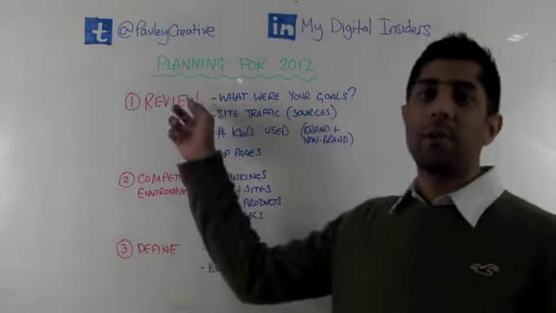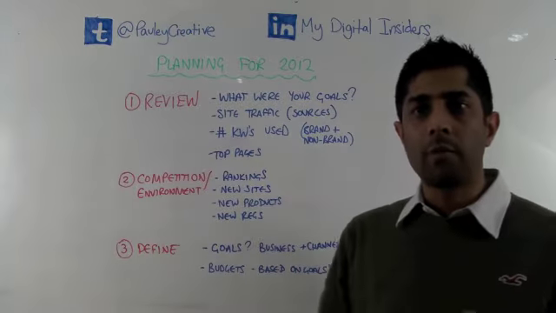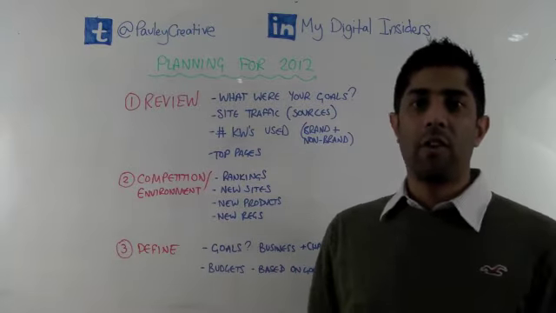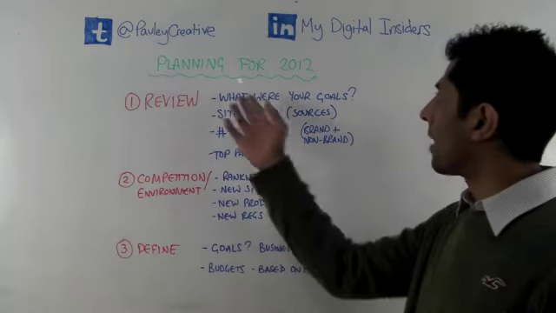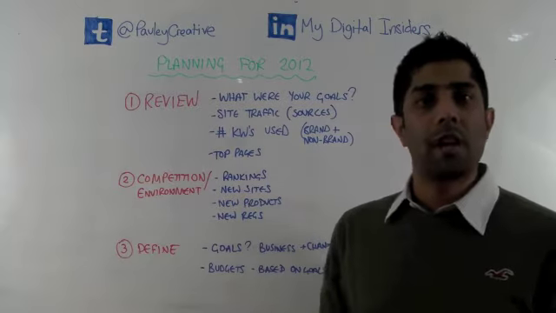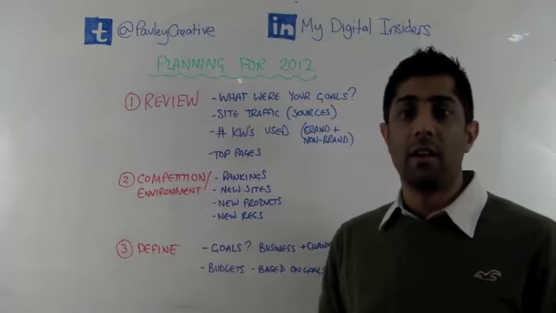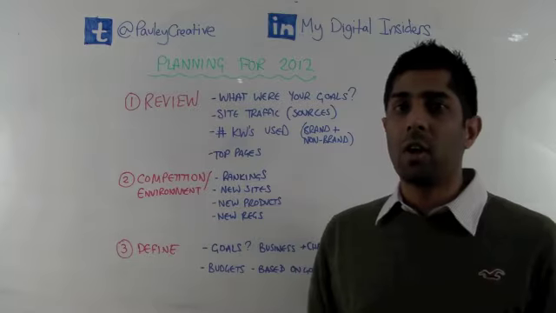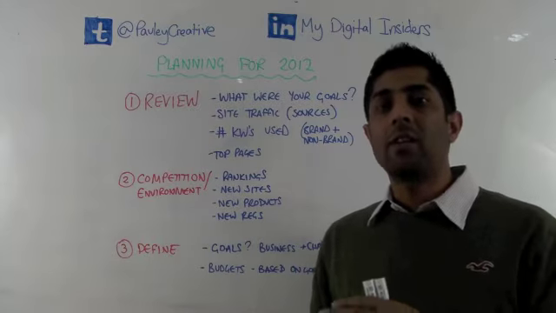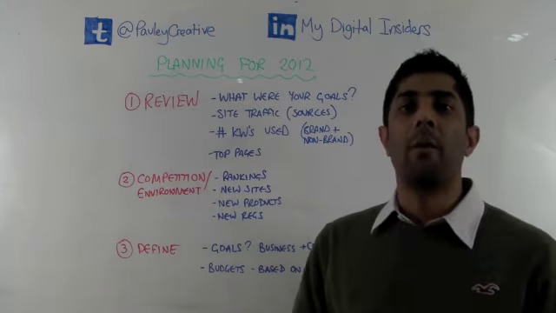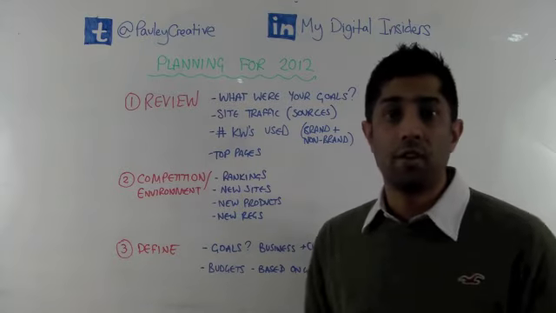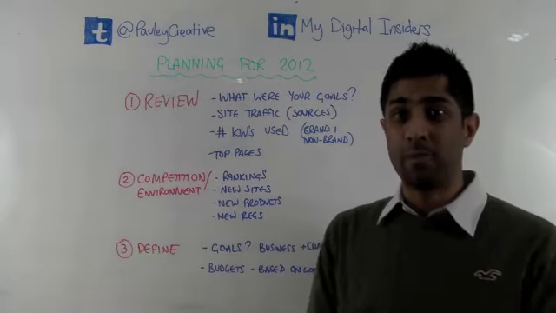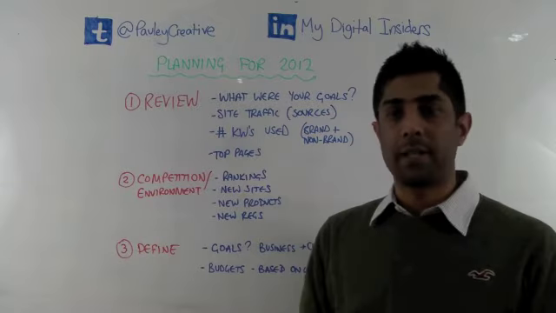Okay, so the first step is to review 2011. Review all of your activities and mainly have a look at what your goals and objectives were for 2011, and did you achieve them, yes or no? If no, why not? So have a look at your goals and try to set goals for 2012 that are a bit more achievable, measurable, quantifiable, accountable, all those kinds of aspects.